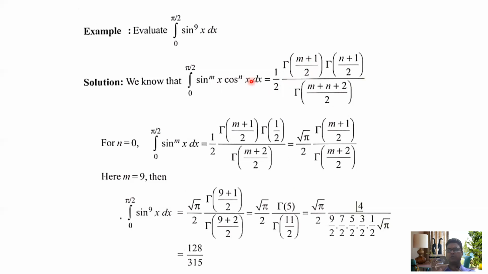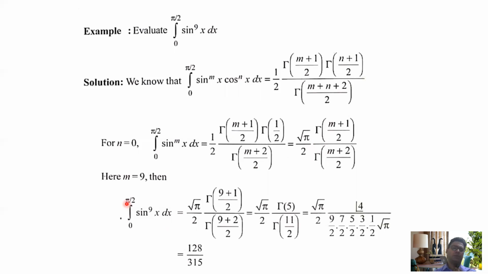Sometimes, if you consult different writers' books, you can see someone using m and n, someone using p and q. So you should be familiar with m and n. Here m equals 9 and n equals 0. So ultimately, if n equals 0, what do you have? The integral from 0 to pi by 2 of sine to the power m x dx equals half gamma of (m plus 1) by 2 gamma half by gamma of (m plus 2) by 2.